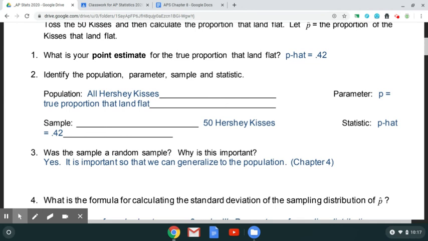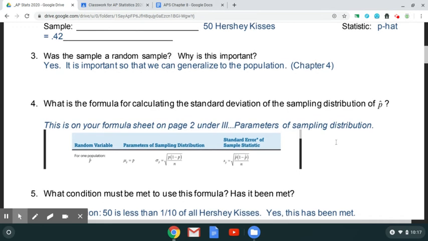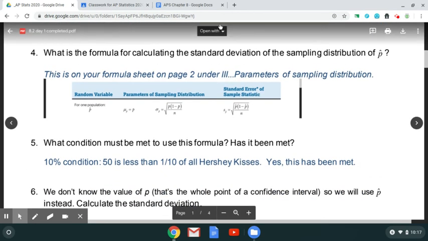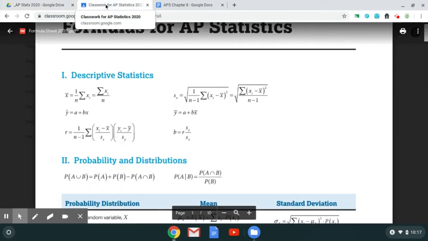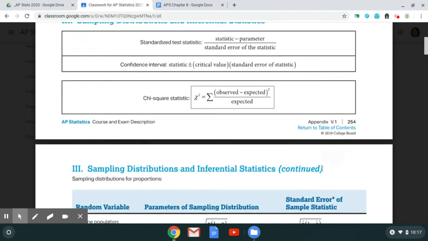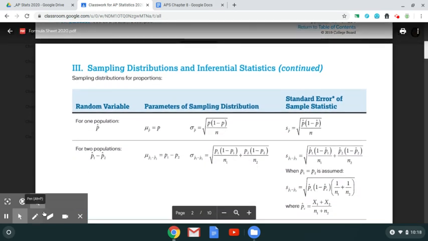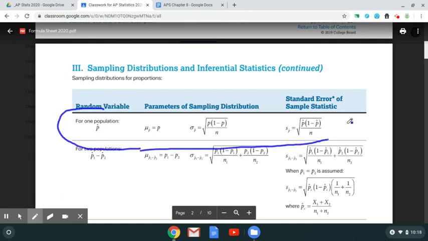Now, the formula for calculating the standard deviation of the sampling distribution of P hat, that's what we learned in chapter 7. This is actually found in your formula sheet on page 2 under part 3. So I'm going to click over to your formula sheet and scroll down to page 2. Keep on keeping on, and you should see it right here. This is where we're going to be flipping back and forth to.